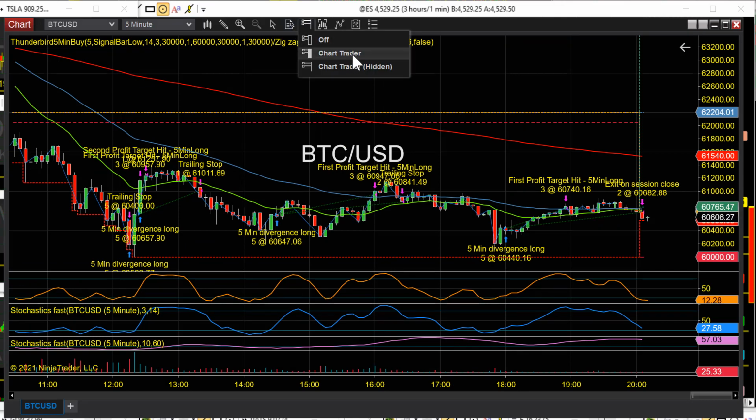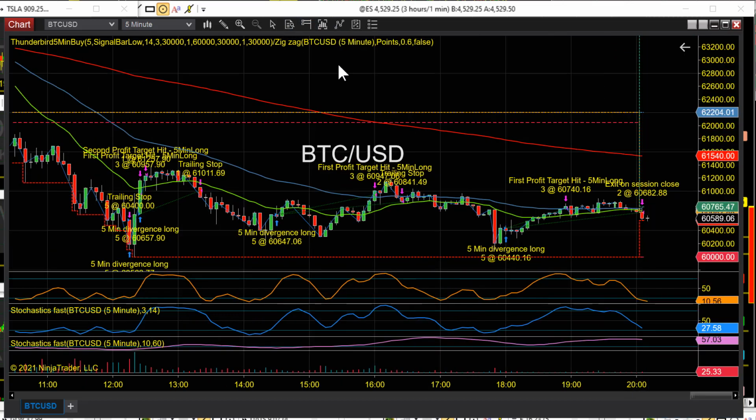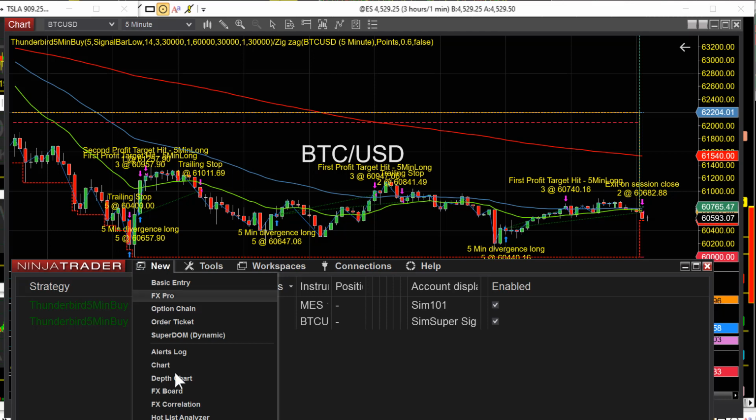This is the chart trader. If you keep this open, it'll give you a running total of what you're up or down for the day, but I just keep it closed to keep more room on the chart. So we're going to go to our NinjaTrader dashboard, and we're going to click on New, and we're going to go to Strategy Analyzer.